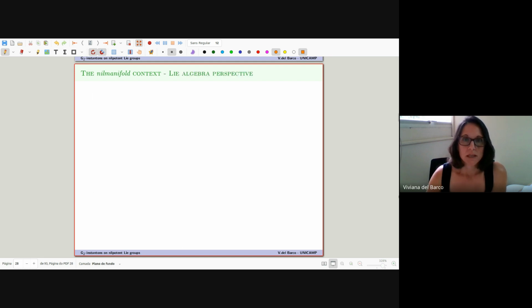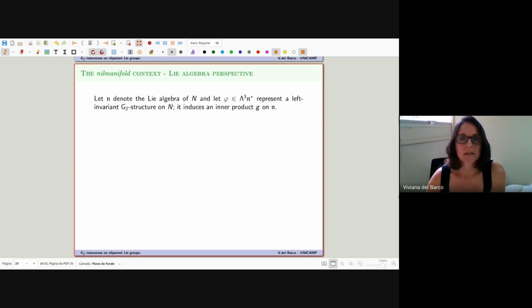Okay. So from the Lie algebra perspective, I will explain a little bit of the setting. You know that when you take every structure to be left-invariant on a Lie group, then everything reduces to the Lie algebra.